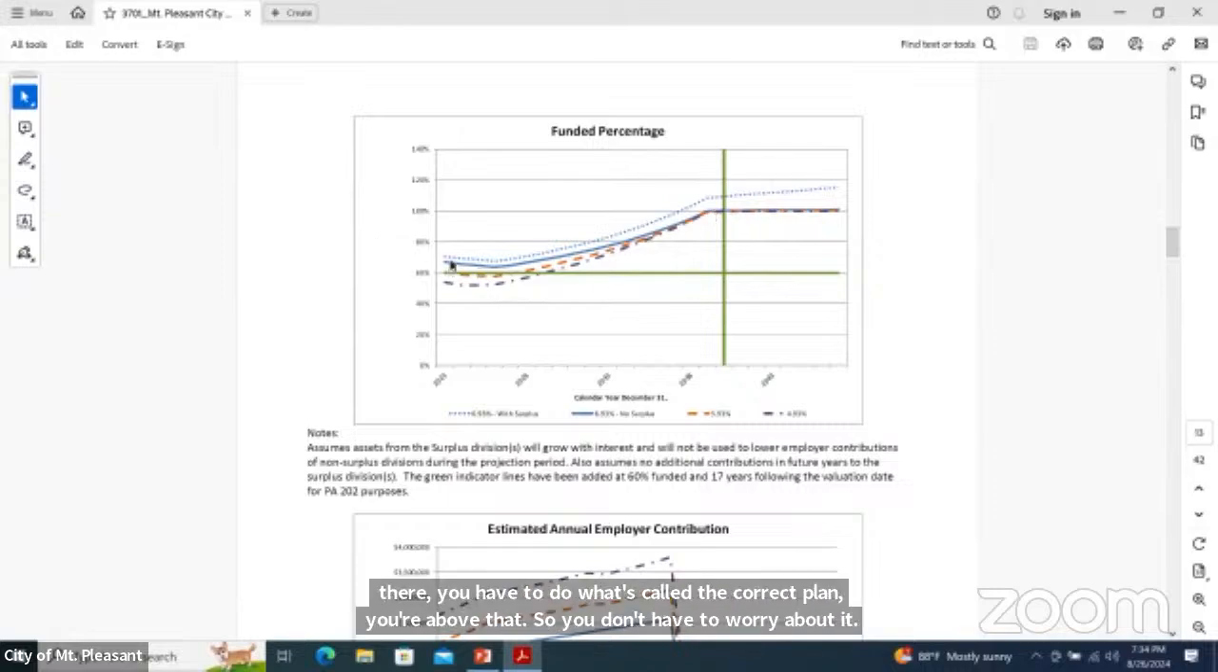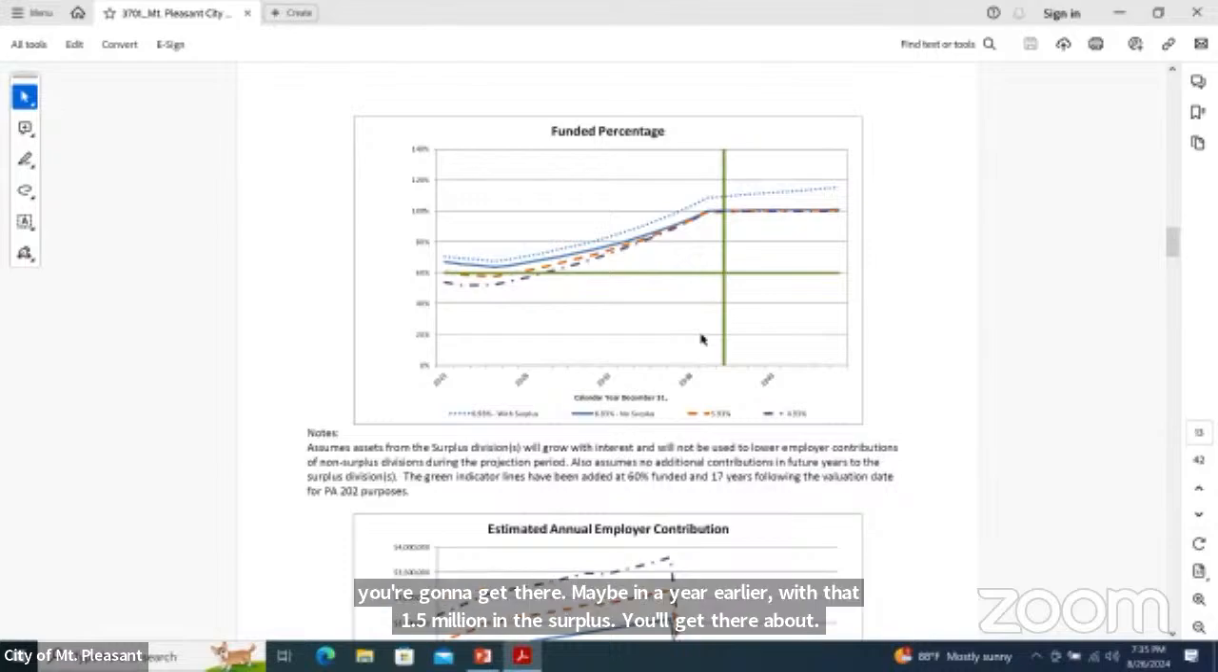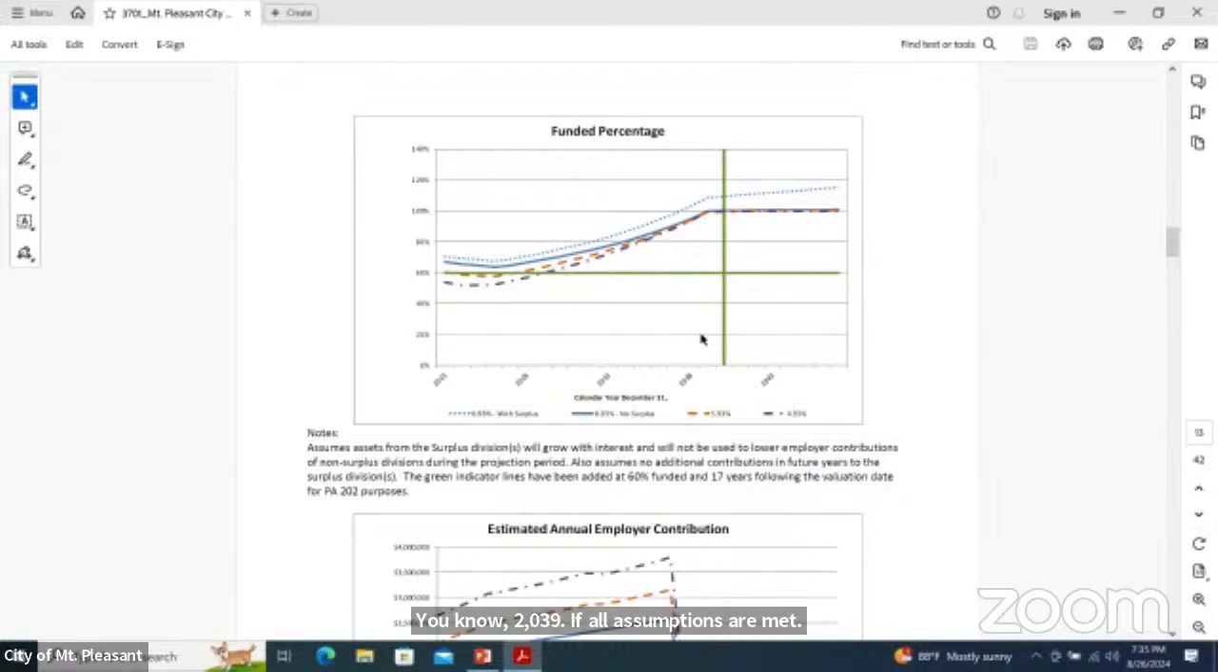Here it shows you that you're 67% funded with the solid blue line, but we're showing you that surplus funds division, the blue dotted line, that you're actually more funded than you are. If you were just 67% funded, you're going to get there in 2040. But it looks like you're going to get there maybe a year earlier with that 1.5 million in the surplus funds. You'll get there about 2039 if all assumptions are met and you continue to make the minimum required contributions.